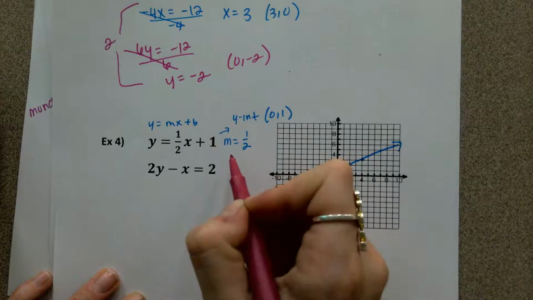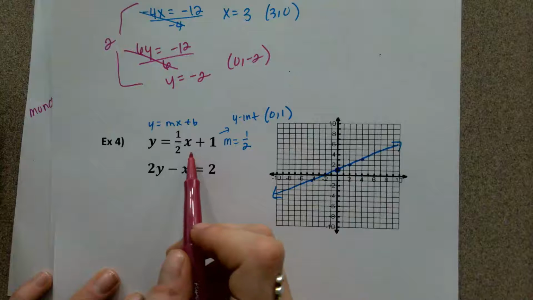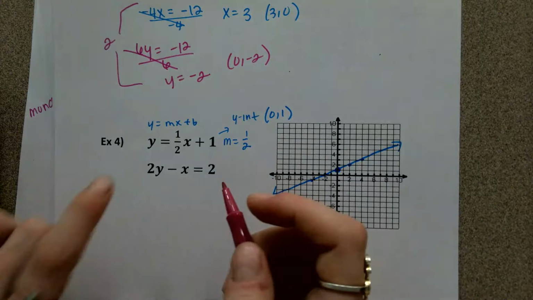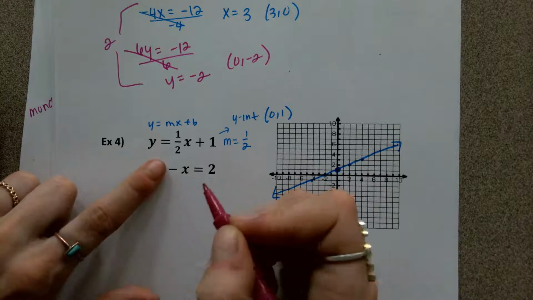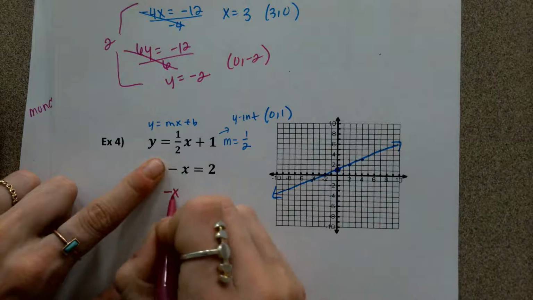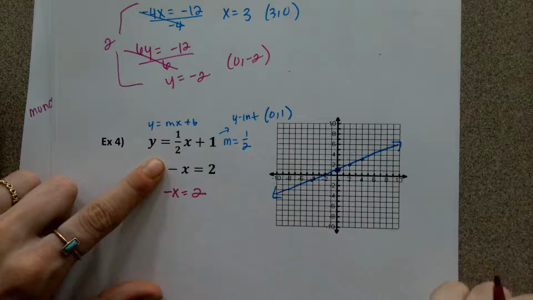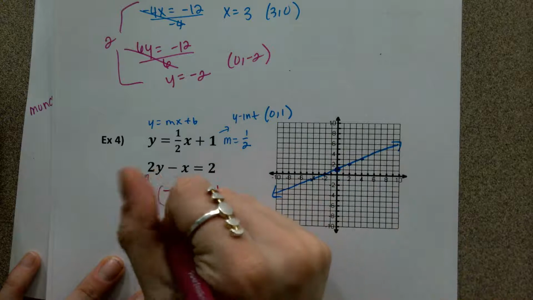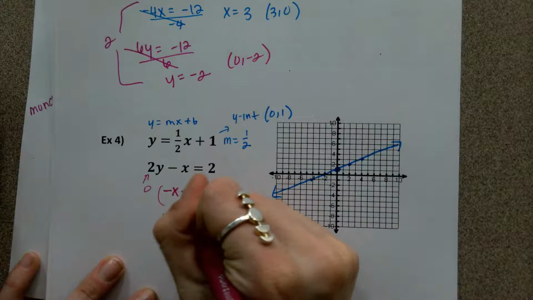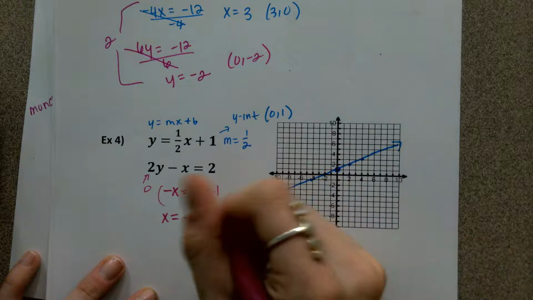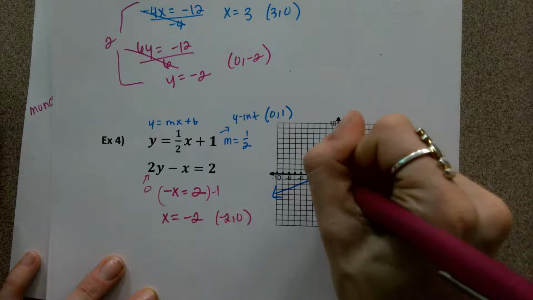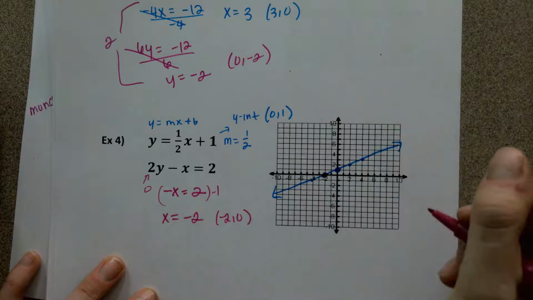For my second line, it's not in y-intercept form. If you want to put it in y-intercept form, that's totally fine, okay? Or you can just do the same thing. So plug in 0 for y, cover it up. I'm left with negative x equal to 2, but I want positive x, so we can multiply everything by negative 1 to get positive x equals negative 2. That is my x-intercept. Okay?